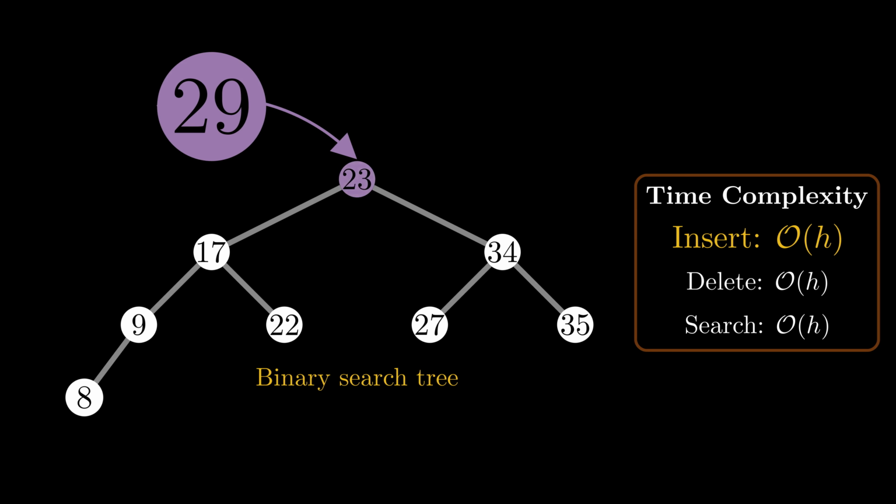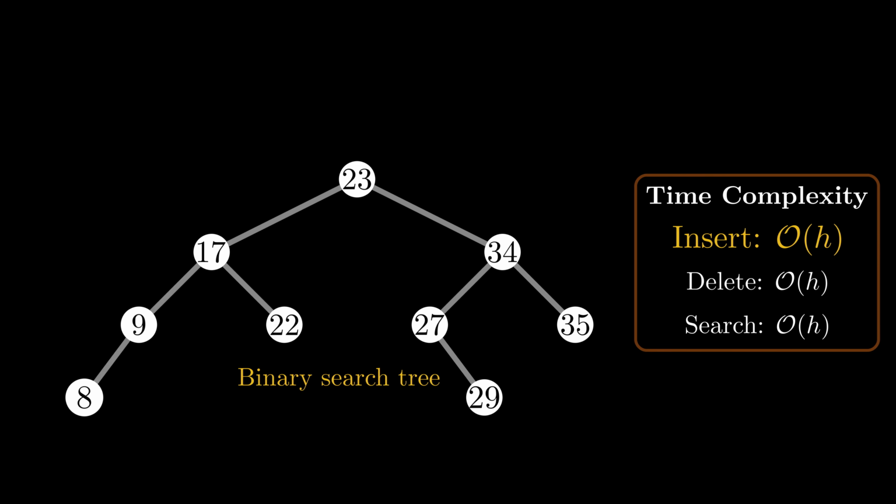29 is larger than 23, smaller than 34, and larger than 27, which implies that we have to insert this node as a right child node of the node with the key element 27. So in both shown cases we had to process a node on every layer, which is why the time complexity of the insertion depends linearly on the height of the tree.